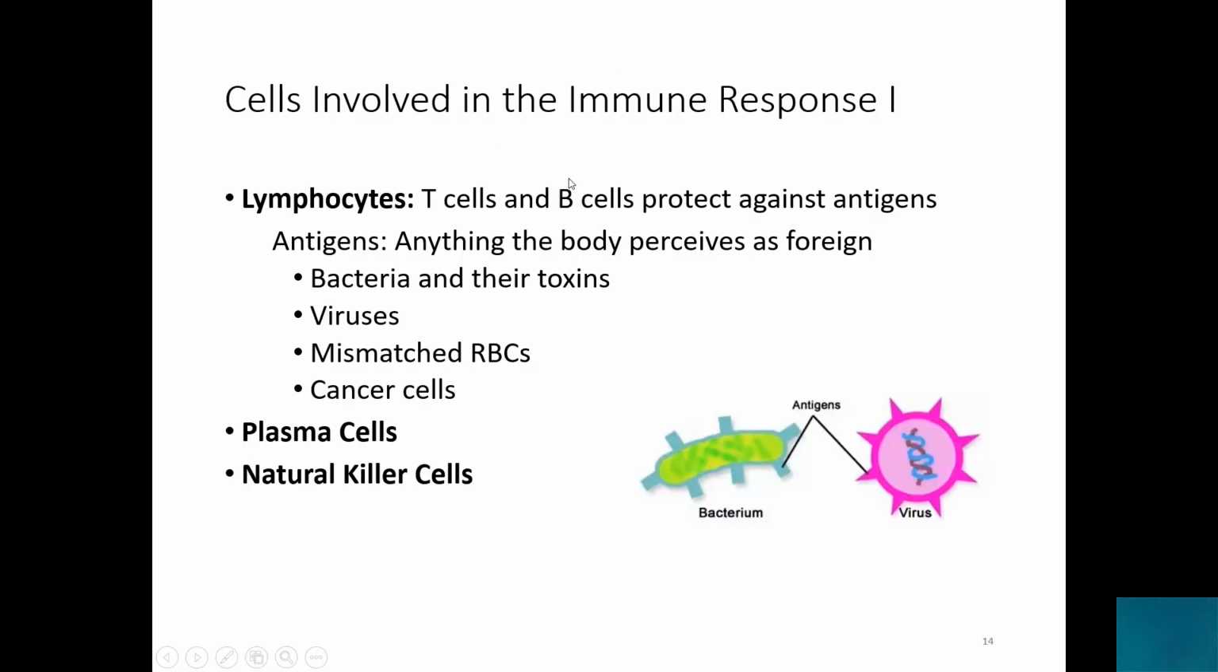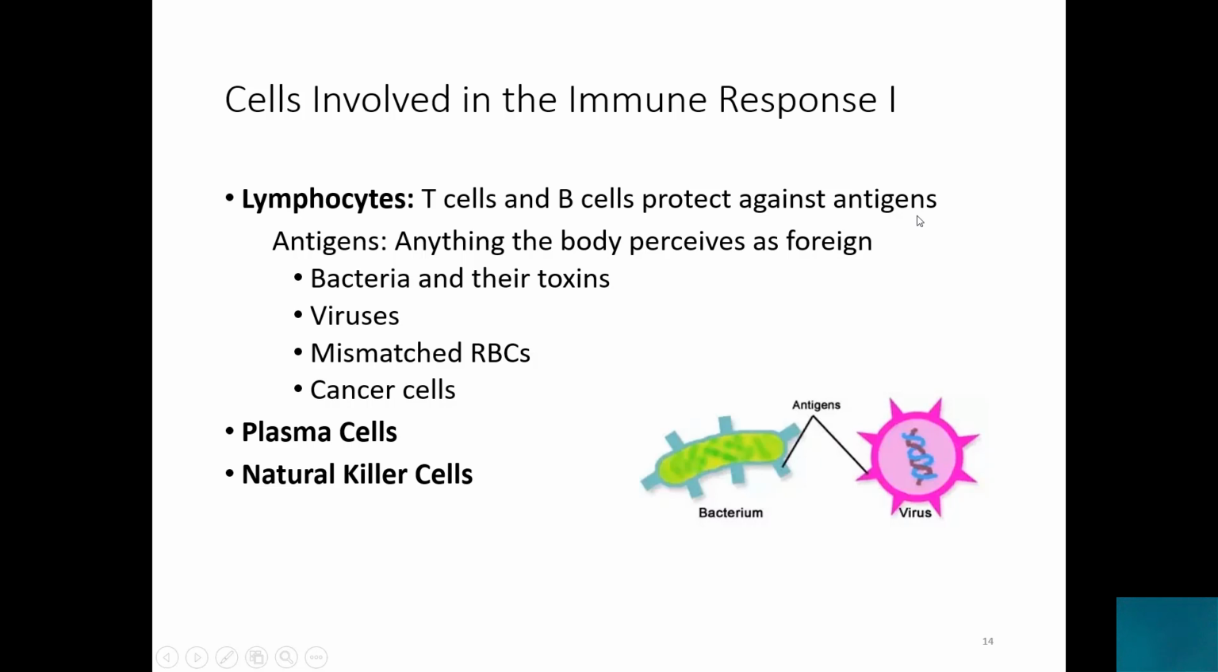The lymphatic system, inside of the vessels, in the lymph, and inside of the organs, has a lot of cells that work for the immune system. And you need to know their names now. So first will be lymphocytes, T cells and B cells. So T lymphocytes and B lymphocytes. They protect us against antigens.